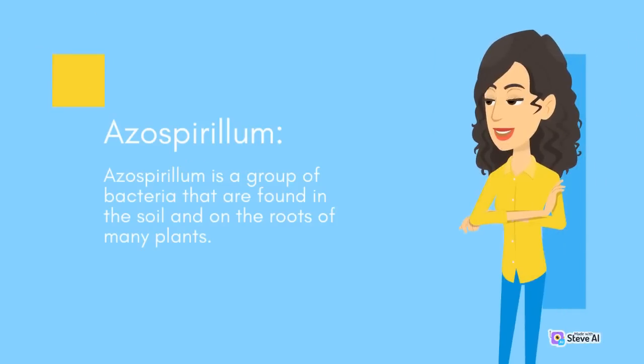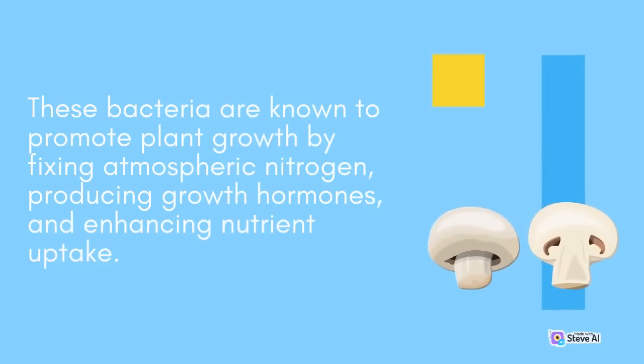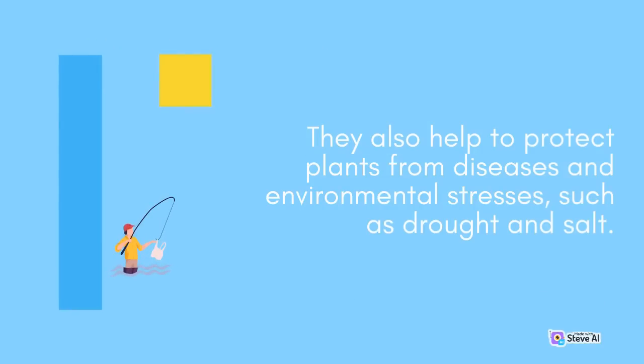Azospirillum. Azospirillum is a group of bacteria that are found in the soil and on the roots of many plants. These bacteria are known to promote plant growth by fixing atmospheric nitrogen, producing growth hormones, and enhancing nutrient uptake. They also help to protect plants from diseases and environmental stresses, such as drought and salt.